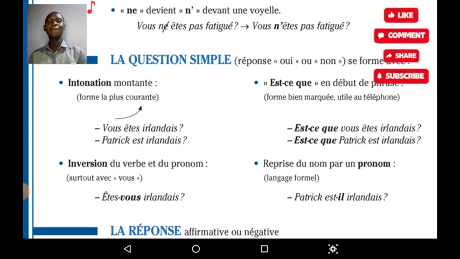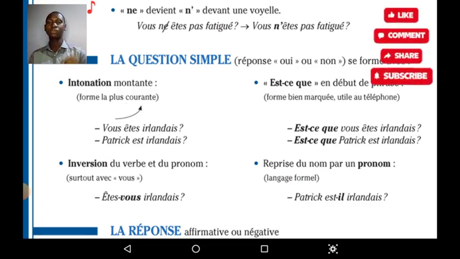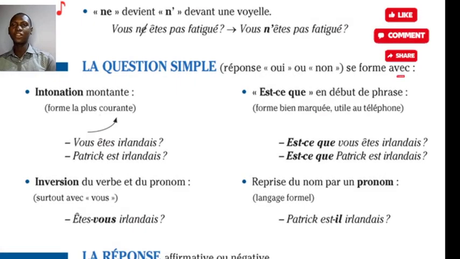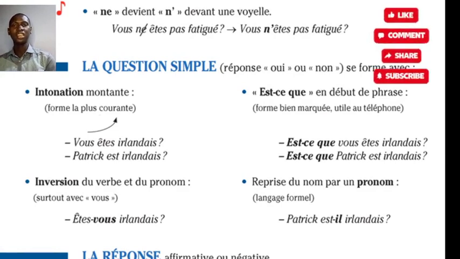So you see, by just raising my voice at the end of the sentence, we call it l'intonation montante, I have asked a question in French. That's the first way. The second way of asking a question in French is called l'inversion du verbe et du pronom. I call it l'inversion du sujet et le verbe.